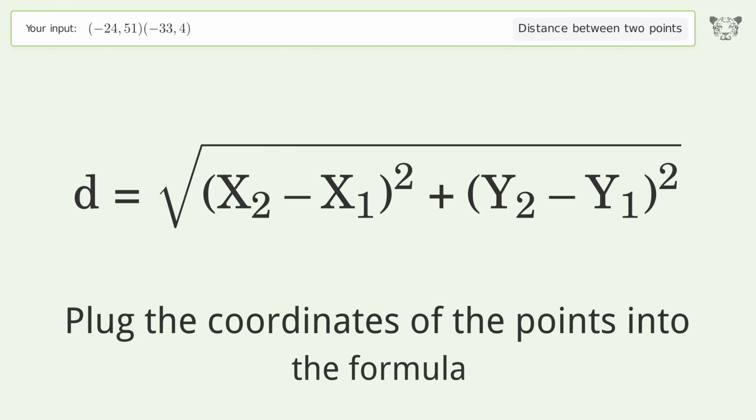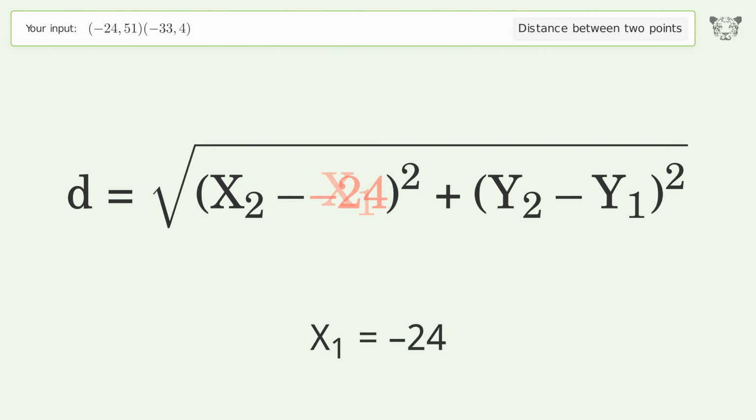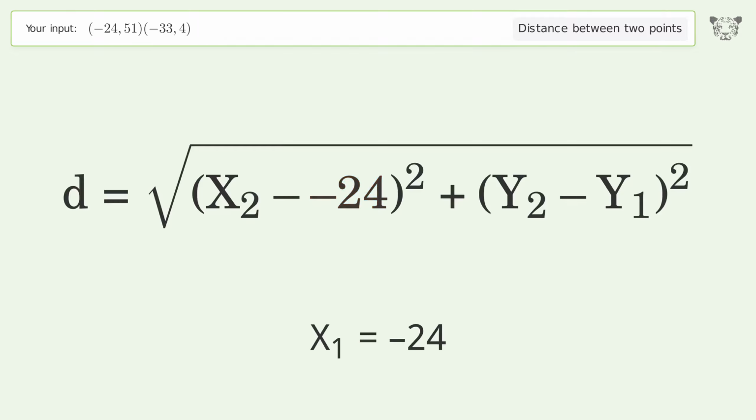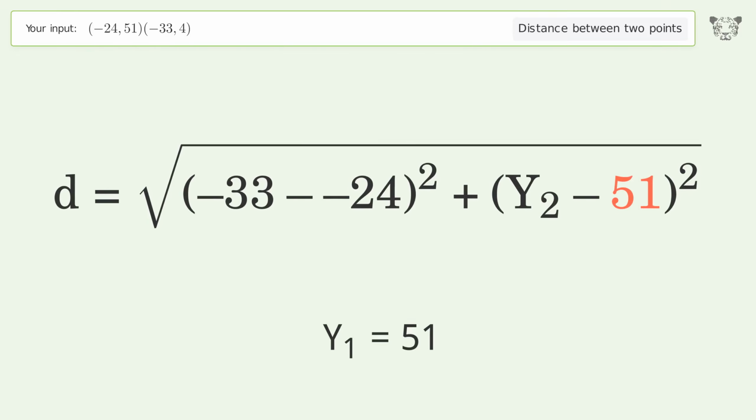Plug the coordinates of the points into the formula. x1 equals -24. x2 equals -33. y1 equals 51. y2 equals 4.